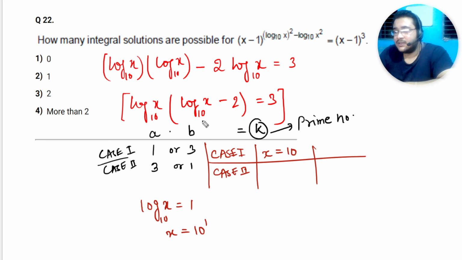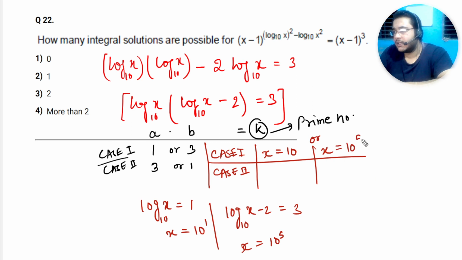What about this term? This term will be equal to 3, right? So this is going to be log x base 10 minus 2, that is equal to 3. Now obviously, when you transpose, x will be 10 raised to the power 5. So there is a possibility that x could be 10 or x could be 10 raised to the power 5. Great. What about case number 2? Now I would like to do that orally. You can also do it orally.